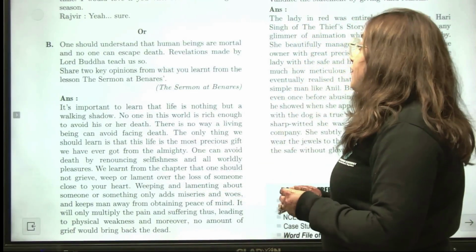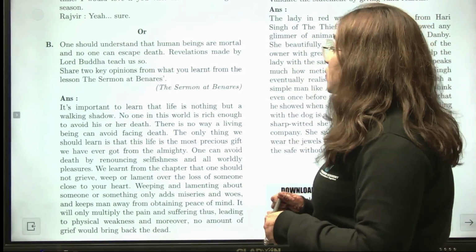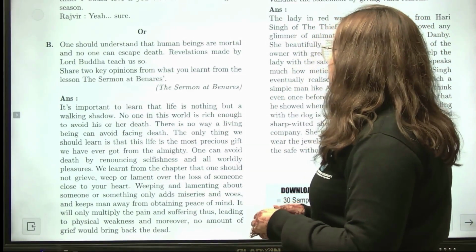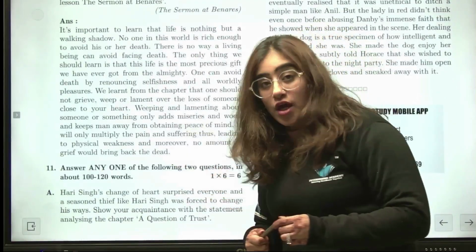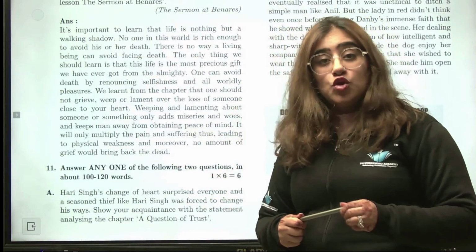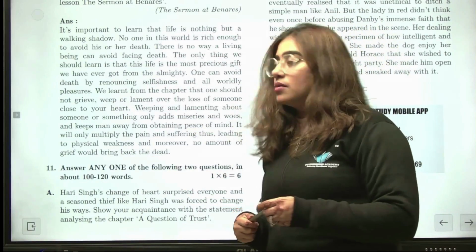Clear? Or the B part. There, one should understand that human beings are mortal and no one can escape death. Revelations made by Lord Buddha teach so. Share 2 key opinions, what you have learned from the lesson, The Sermon at Banaras. Okay, so here you have to tell 2 things that you learned from the chapter The Sermon at Banaras.